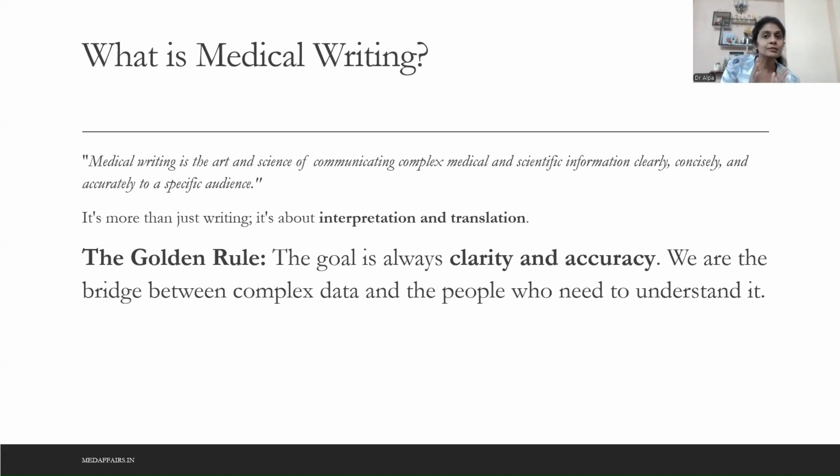Golden rule: stay clear and accurate, because we, the medical writers, are the bridge between the complex scientific data and a specific set of audience.